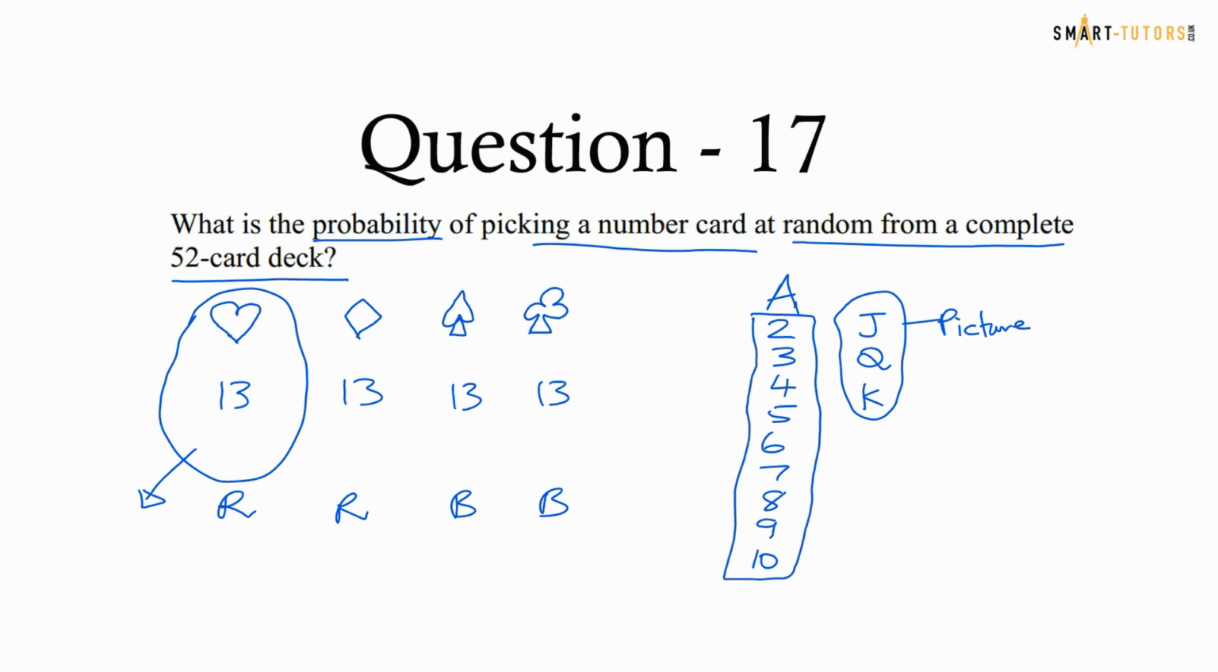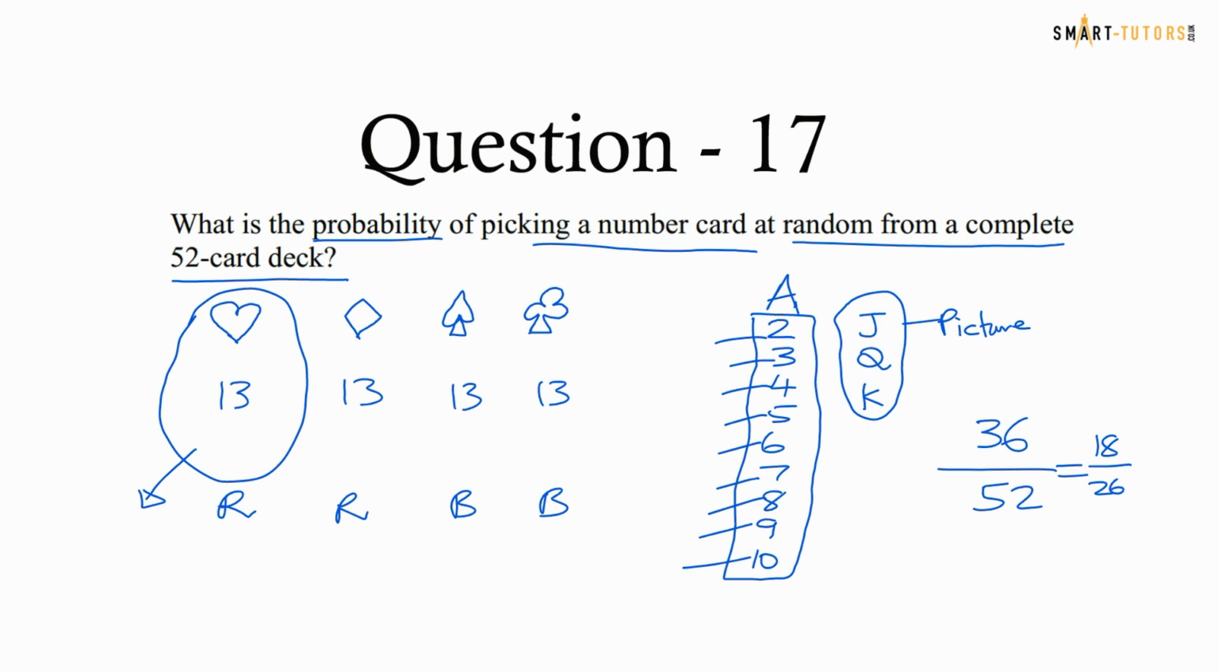So how many number cards are there? 1, 2, 3, 4, 5, 6, 7, 8, 9. But there are 4 categories, 9 times 4 is 36 cards that are number cards out of 52. So you have to make it as simple as possible. Half of 36 is 18 over 26.